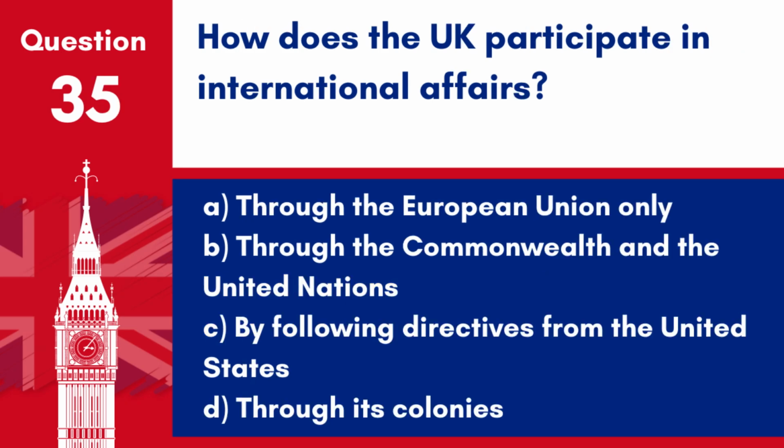Question 35. How does the UK participate in international affairs? A. Through the European Union only. B. Through the Commonwealth and the United Nations. C. By following directives from the United States. D. Through its colonies. Answer: B. Through the Commonwealth and the United Nations. The UK participates in international affairs primarily through its membership in organisations like the Commonwealth and the United Nations.